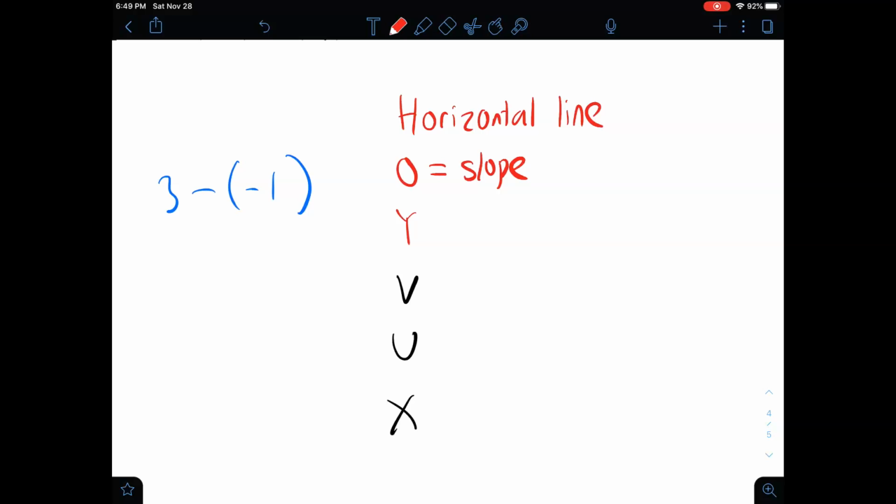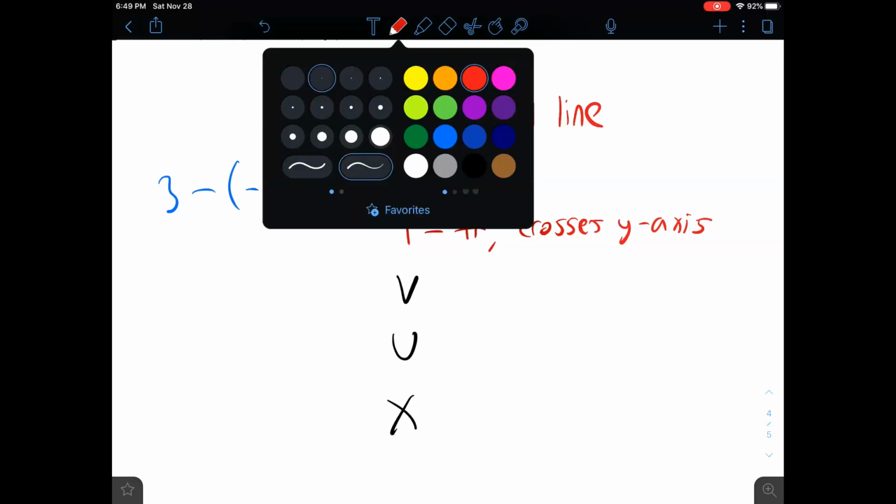Every equation of a horizontal line is y equals some number. It could be y equals 2, it could be y equals 17, y equals negative 1. The equation is always y equals a number. It will always look like this. And then the last thing we also want to put is that it crosses the y-axis.